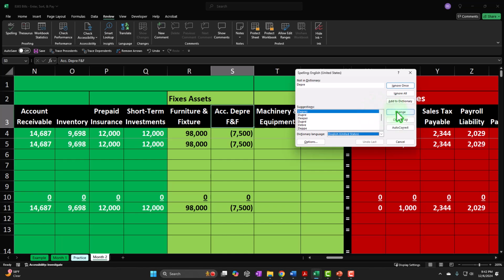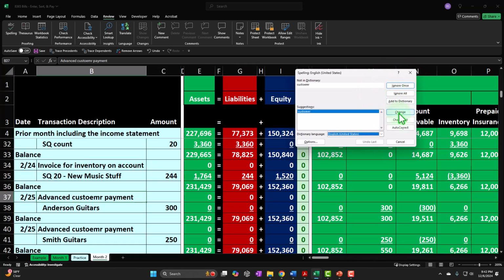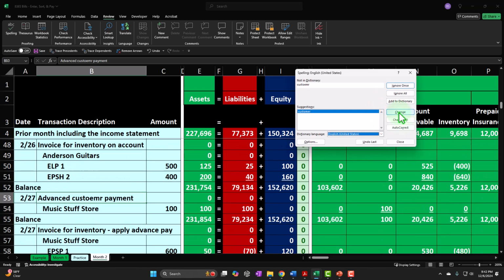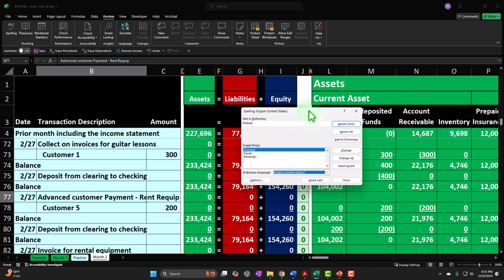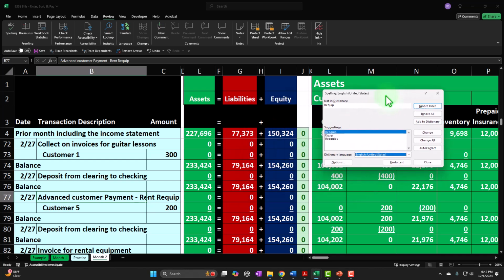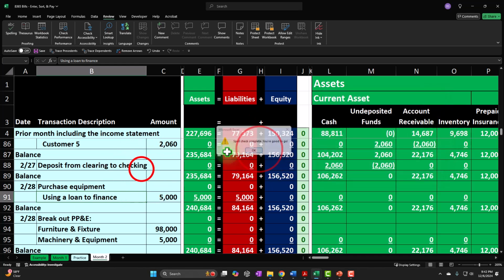The depreciation, that's okay. Don't change that one. Balances, no, that's cool. Ignore those. Customer, no, that needs to be fixed. Equip, requip. I don't even know what I was trying to do with that one. Rent, equip. Equipment. Let's see, change it. Finance, change it. Okay, looks good.